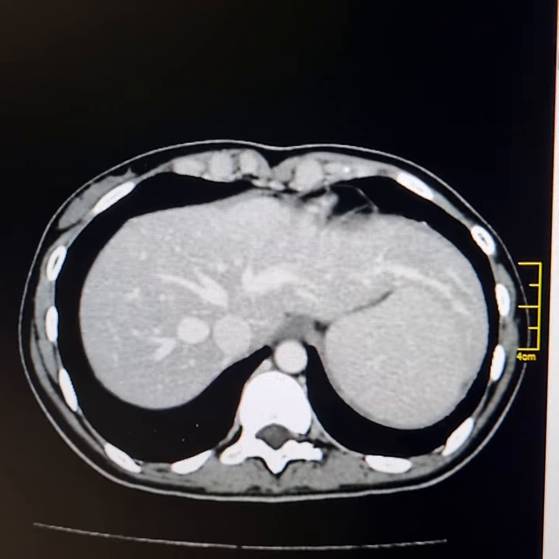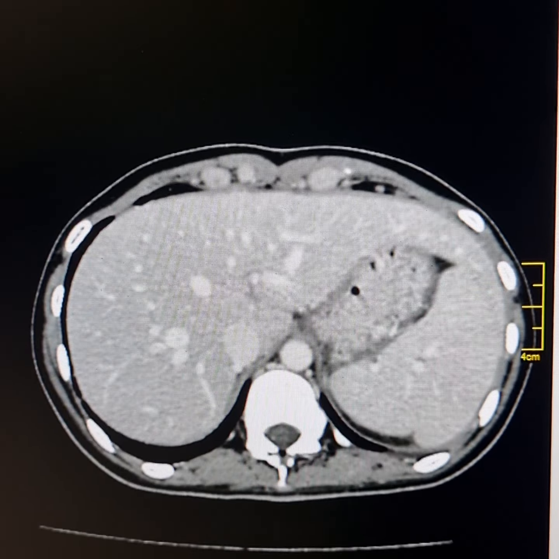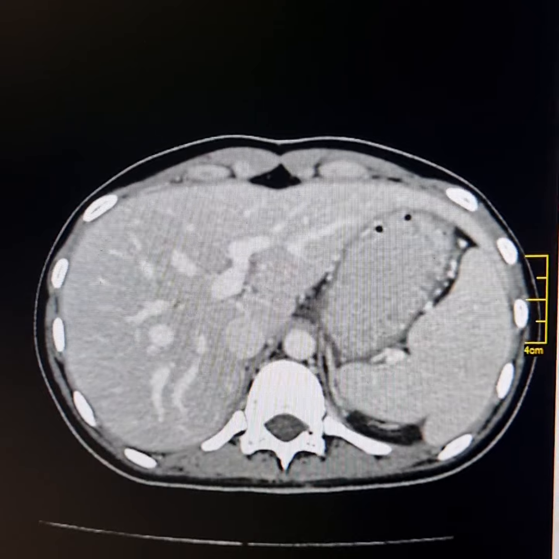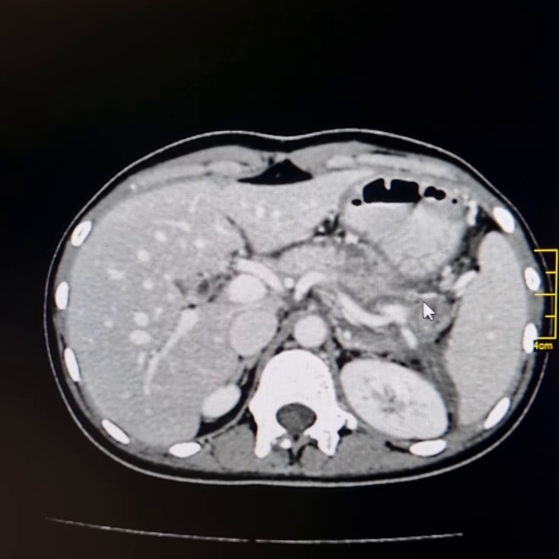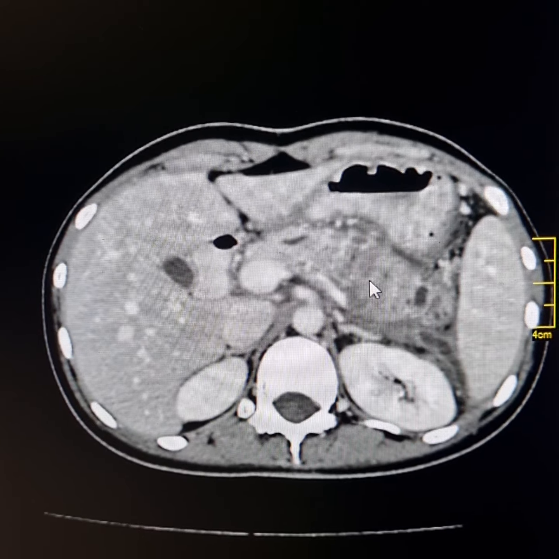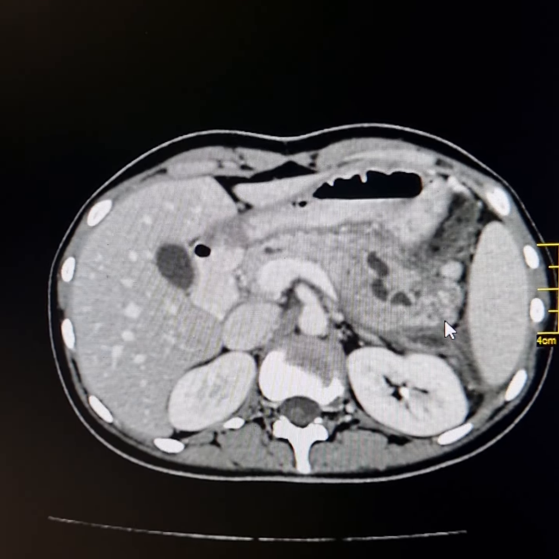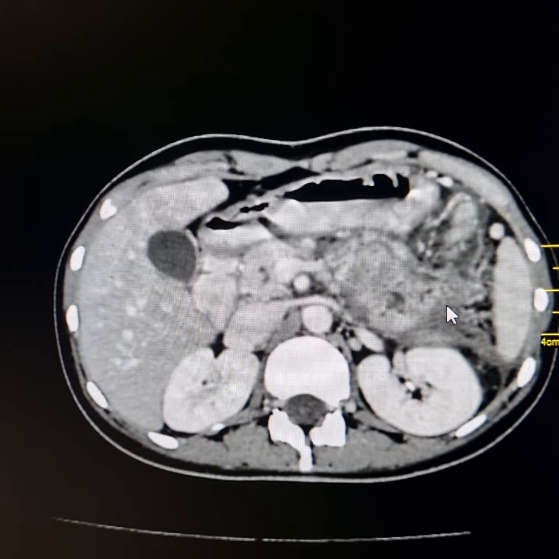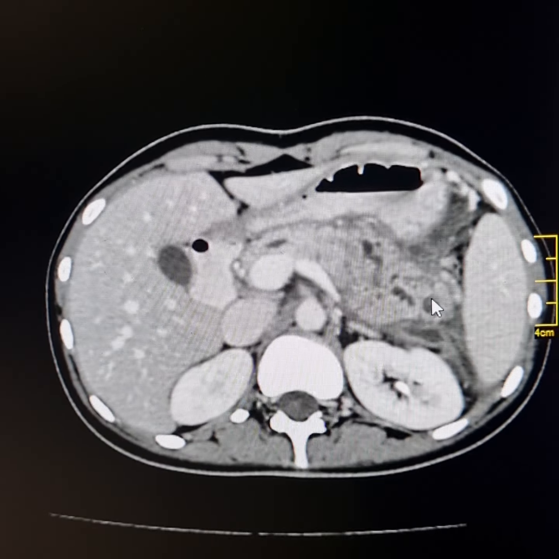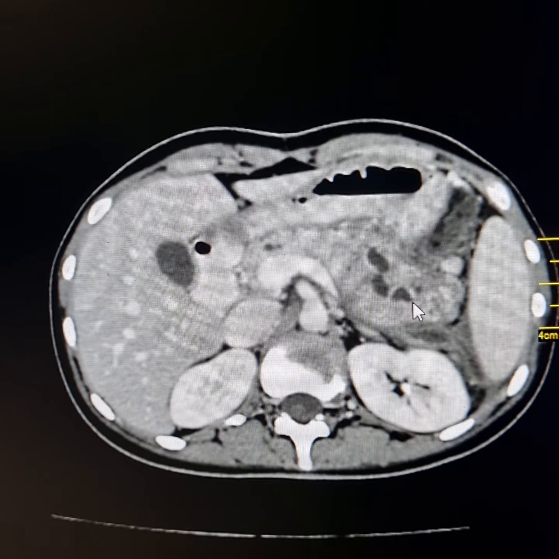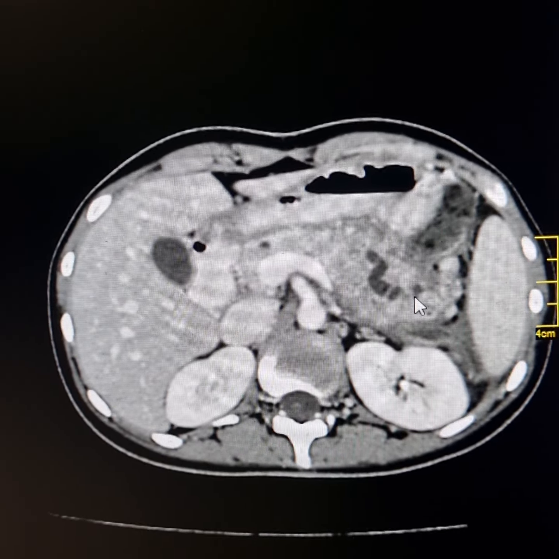This is a contrast CT scan of a 21-year-old female patient. She has focal pancreatitis involving the tail and the lateral part of the body of the pancreas. Now, this is the area of involvement of the pancreas by the acute pancreatitis. Now, this is the pancreatic duct, which is dilated.